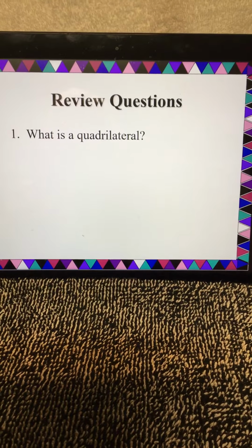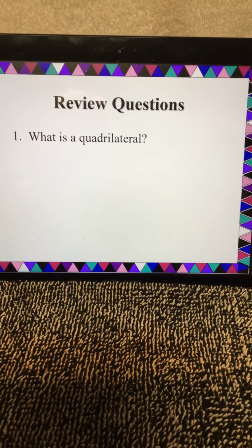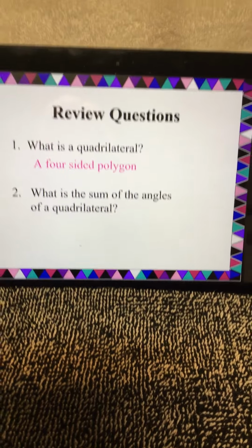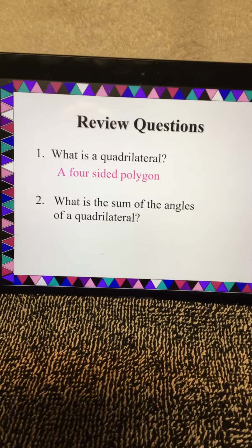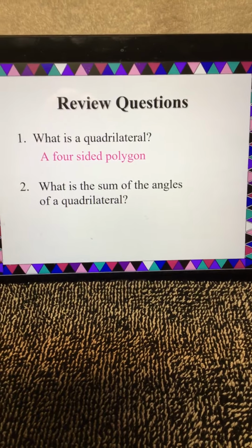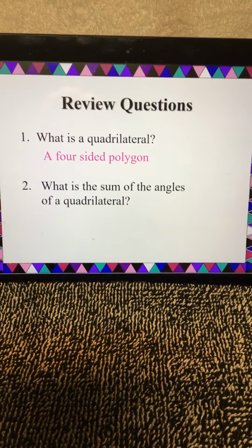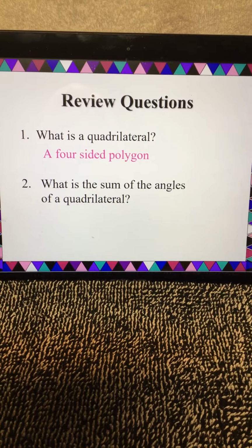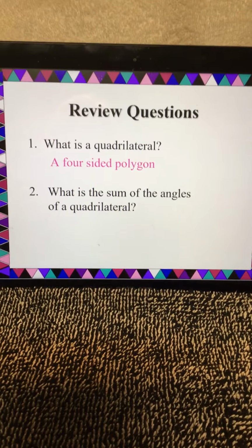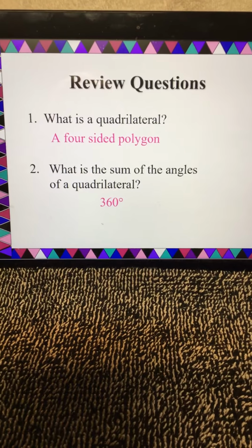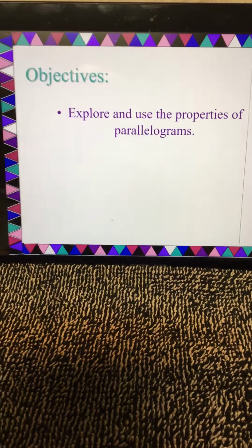The first one is, what is a quadrilateral? And you should all know that a quadrilateral is a four-sided polygon. And my next question is, what is the sum of the angles of a quadrilateral? I don't know if we've really discussed this, but intuitively you should know, well, a square has four right angles. That adds up to be 360. So the sum of the angles of a quadrilateral add up to be 360.